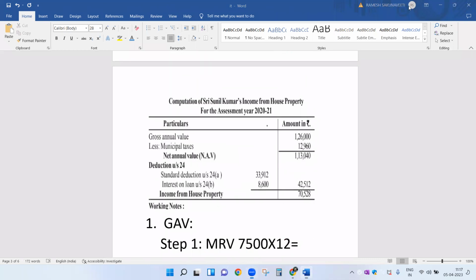So if you add this to standard deduction and interest on loan, you will get 42,512. And from 113,040, if you deduct 42,528, you please cross check and tell me whether it is correct or not. You please cross check these amounts and inform me whether it is correct or not. Answer is correct. Okay, thank you.